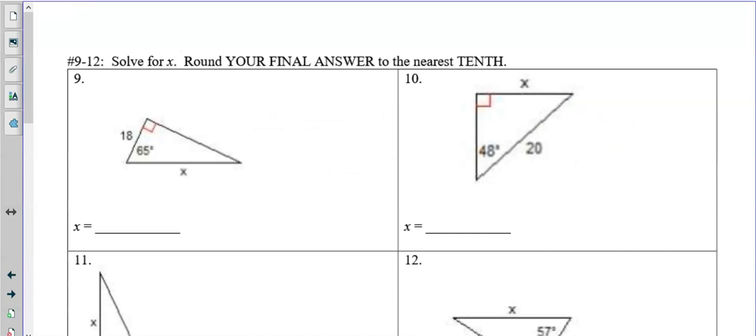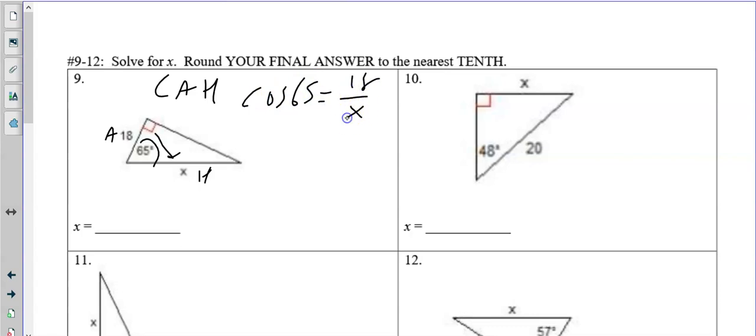All right, number 9. Solve for x. All right, so from this angle, what do we have? Well, we have the adjacent, and we have the hypotenuse. That's CAH, cosine. So we say cosine of 65 is equal to adjacent over hypotenuse. Now remember, whenever x is on the bottom, we switch these. So x is equal to 18 divided by cosine of 65.